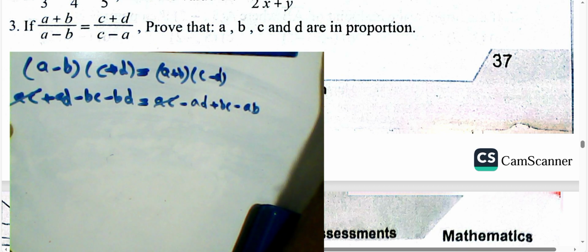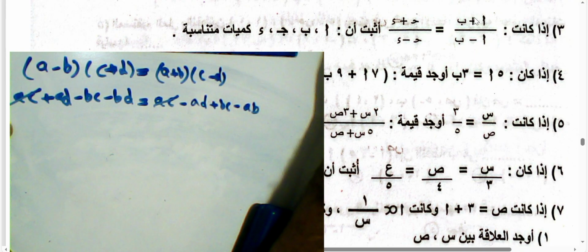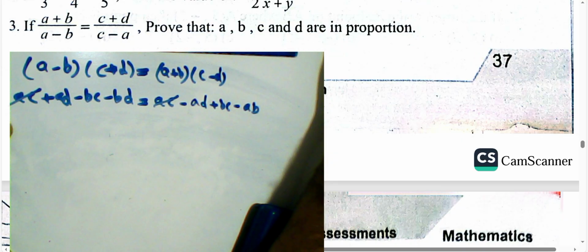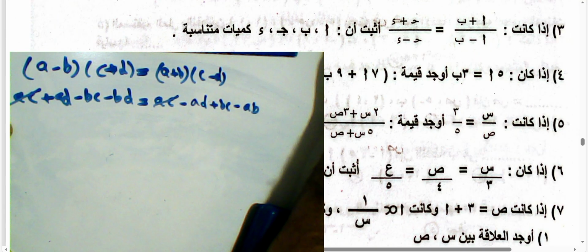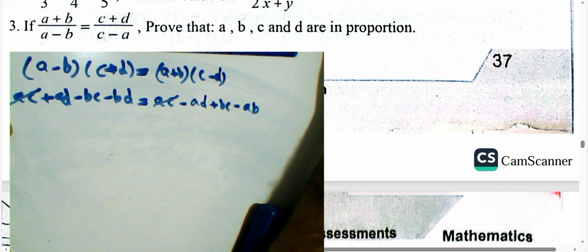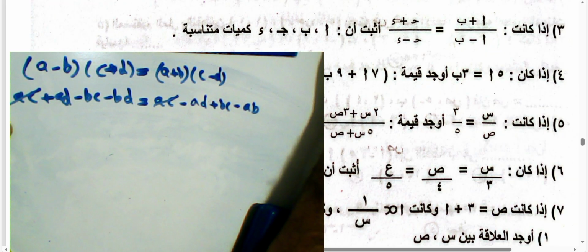Okay, again about the sign, we have A plus B over A minus B, and here over C subtract D.